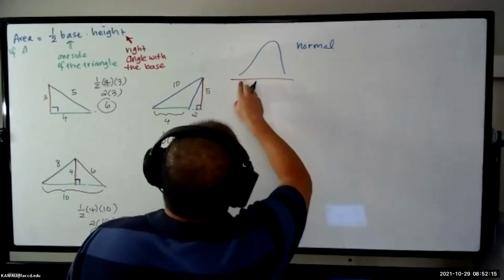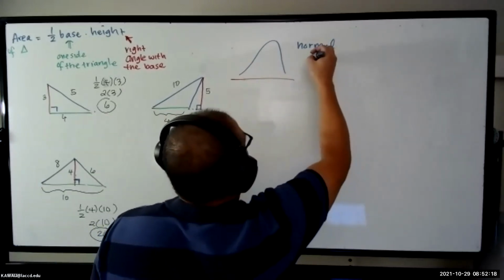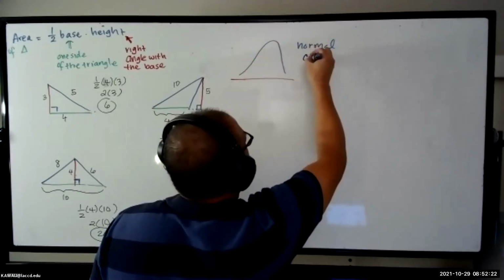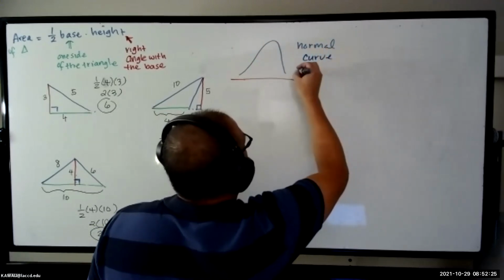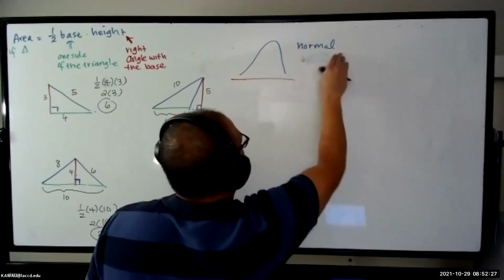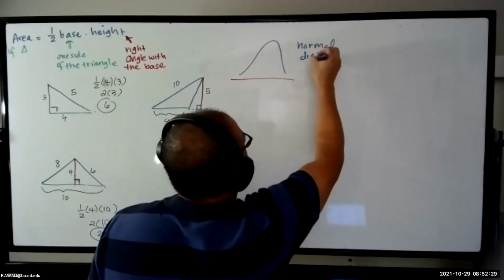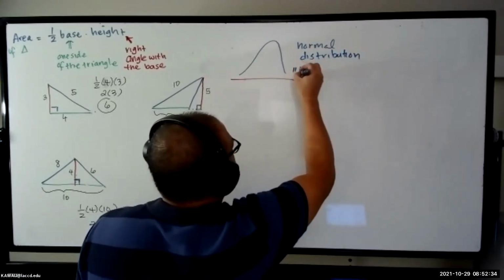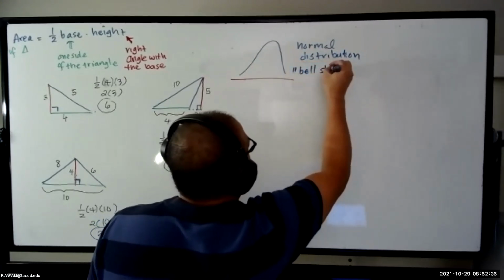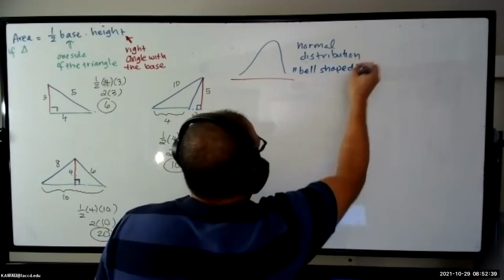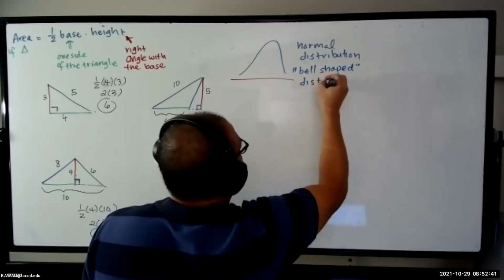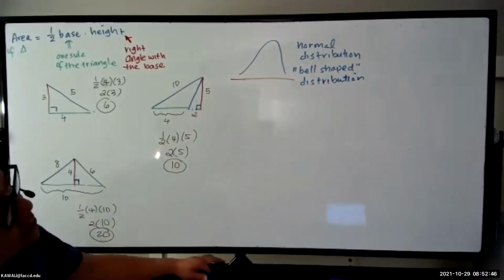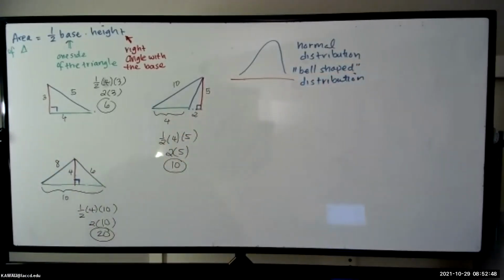It doesn't need to be near zero. So this is a normal curve, or I guess we should call it a distribution. Or they call it a bell-shaped curve. We'll call it a distribution. Sometimes people call it a curve also.